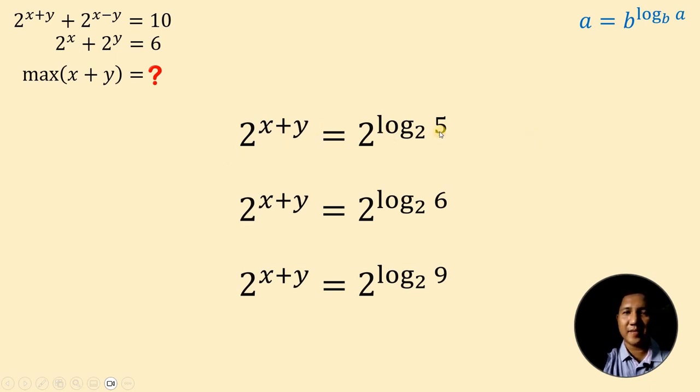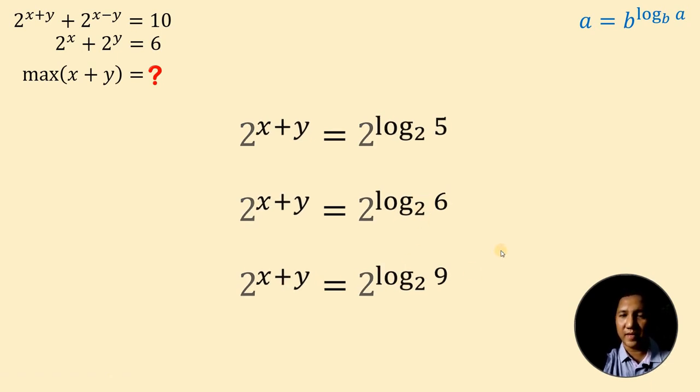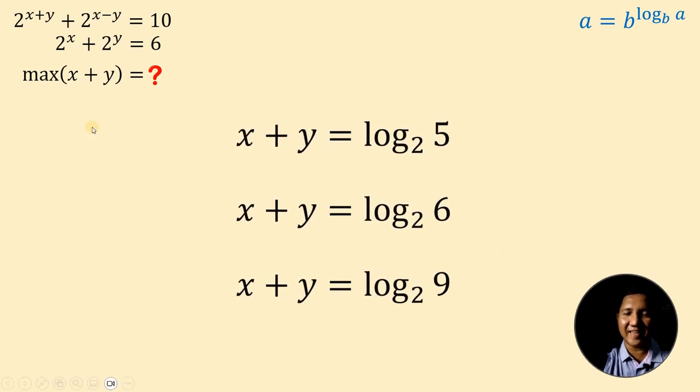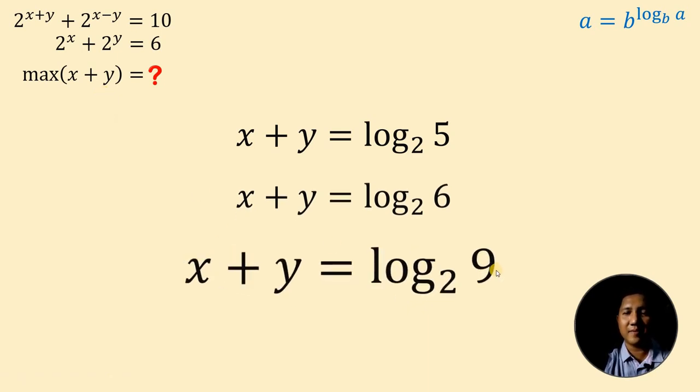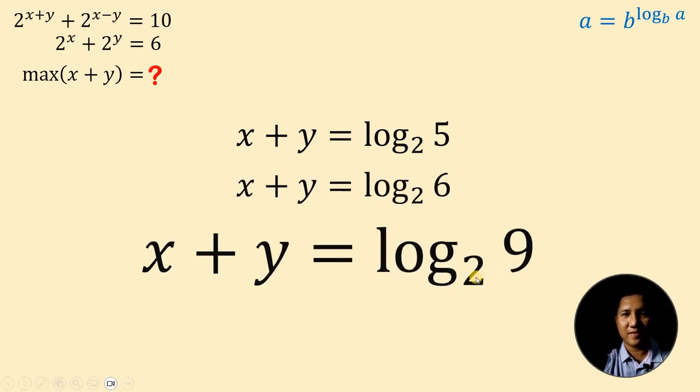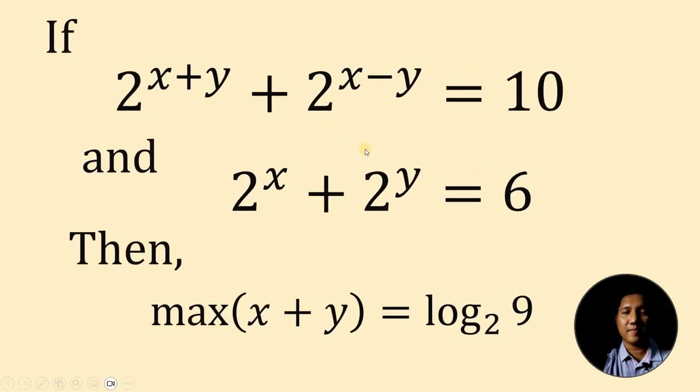So we can say that x plus y equals logarithm of 5 to the base of 2, x plus y equals logarithm of 8 to the base of 2, and x plus y equals logarithm of 9 to the base of 2. And now, technically, we want here the maximum sum of x and y. And definitely, the maximum sum of x and y must be equal to logarithm of 9 to the base of 2. Therefore, our answer to this question, what is the maximum sum of x and y given these 2 equations, is logarithm of 9 to the base of 2. And as always, we are done.